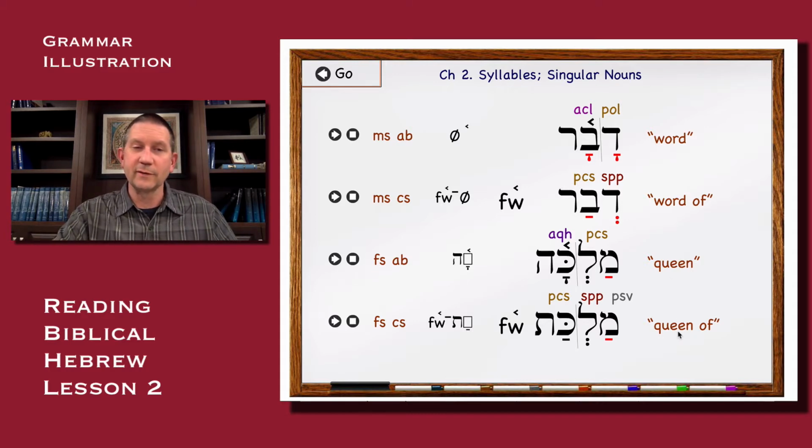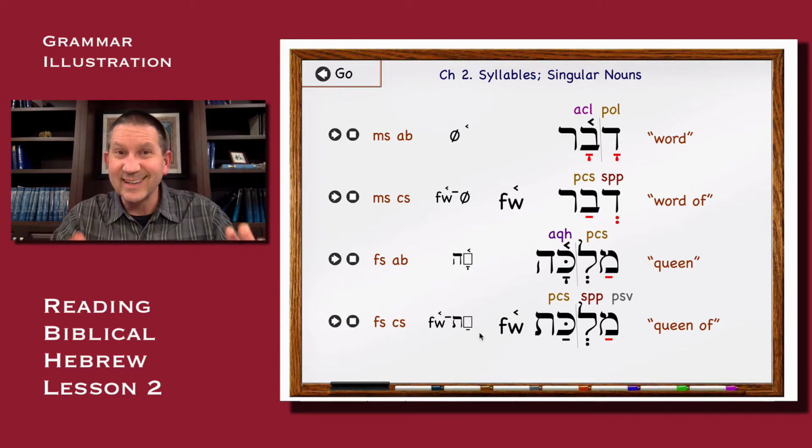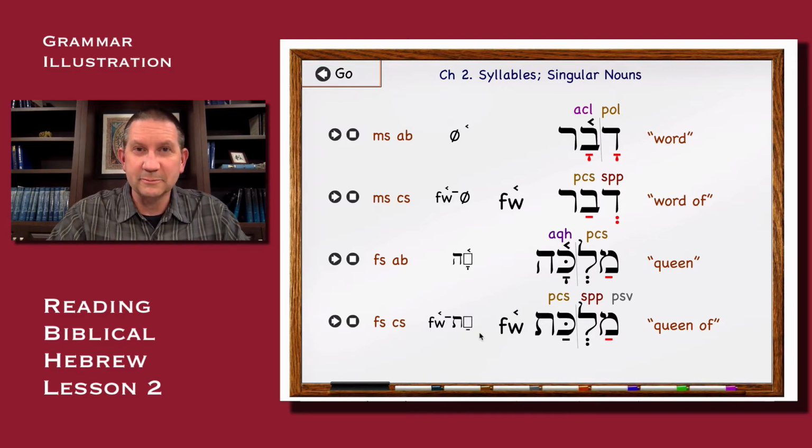So queen and queen of. So now you know 4 different noun forms. And guess what? That's 40% already. We'll get the rest of them in Chapter 3.